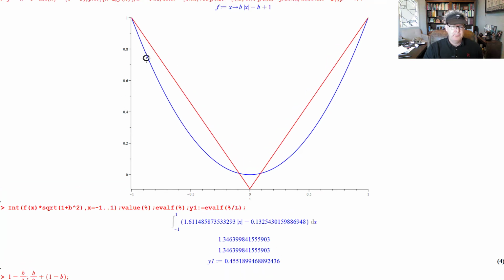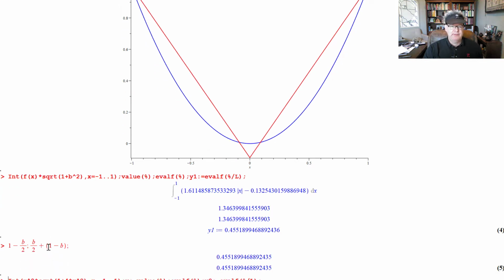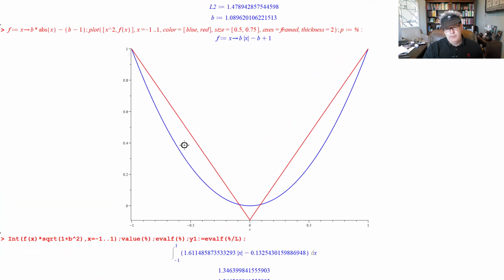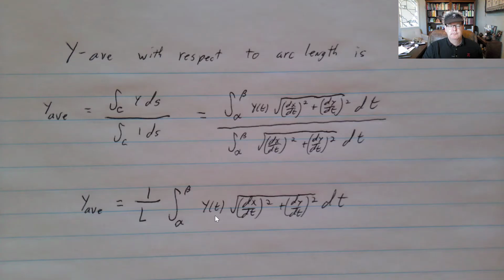Or if I do 1 minus b, that puts me to where this y value is, right? And then if I add b over 2 to that, that's what this is. So 1 minus b is the bottom, add b over 2, that's this value too. Right? So we know for straight lines the average y value will just be the middle y value. Right, so there was the integral, and then after I divided by the length, I got that y value.